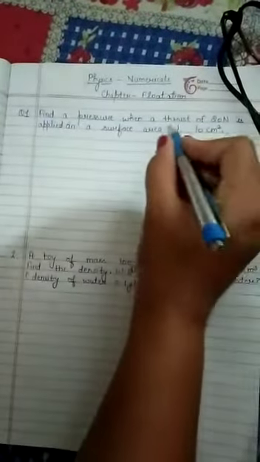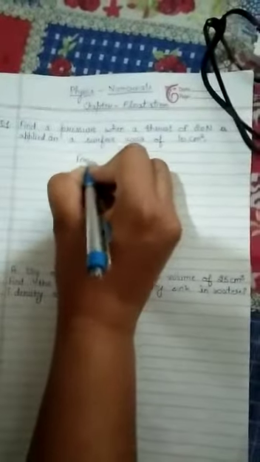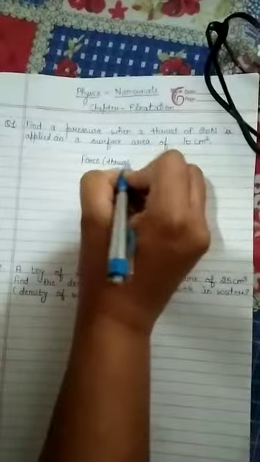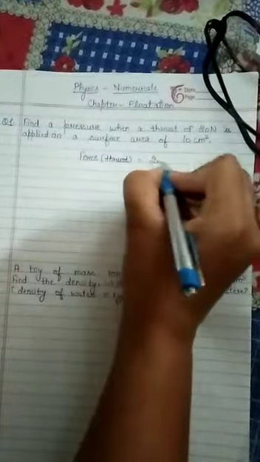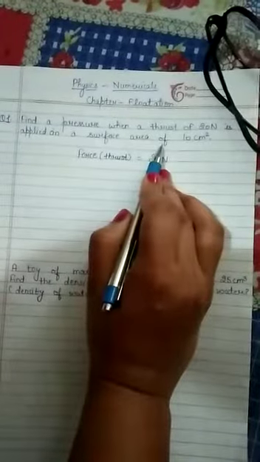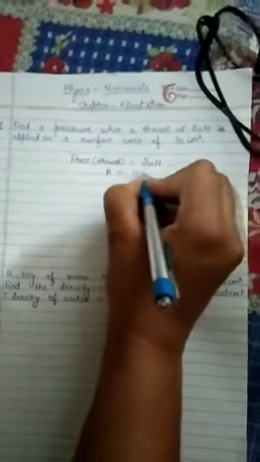According to the rule, firstly write down the given quantities. Thrust, it means force, is given to us, that is F, force. In bracket I am writing thrust, it is 20 Newton. And the second thing which is given to us is area. So A is equal to 10 centimeter square.